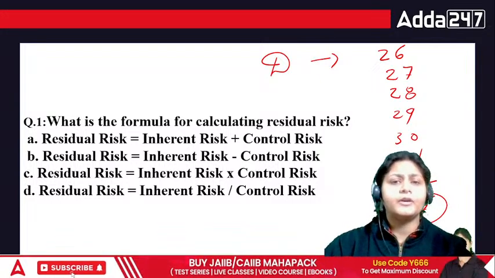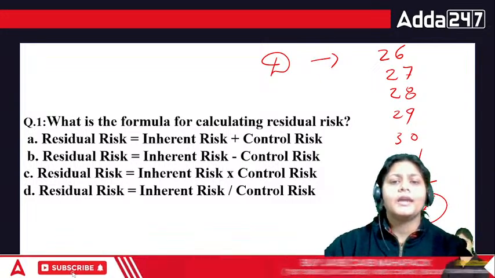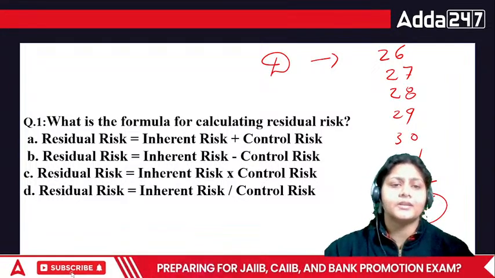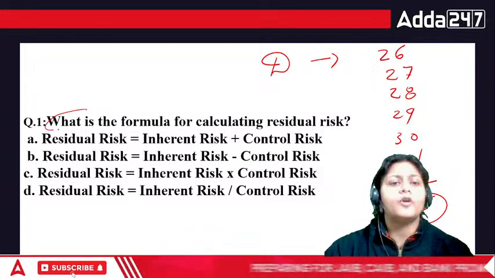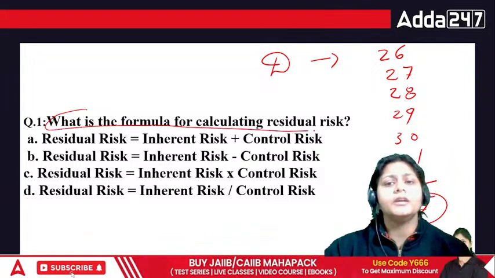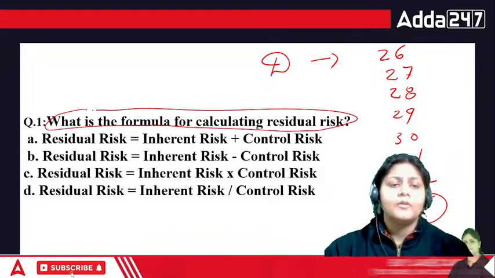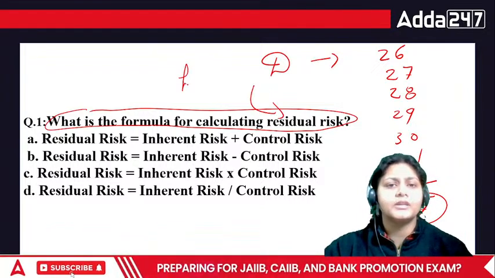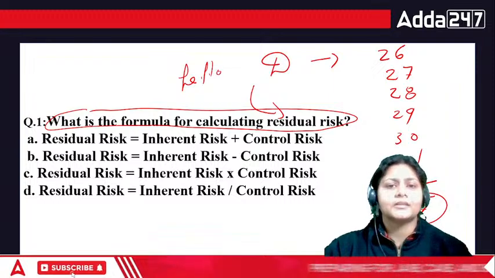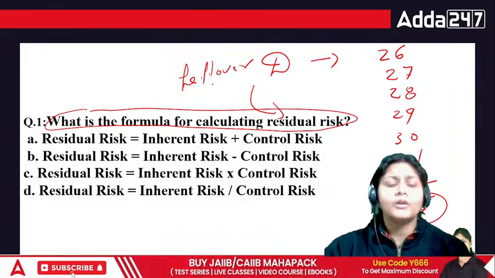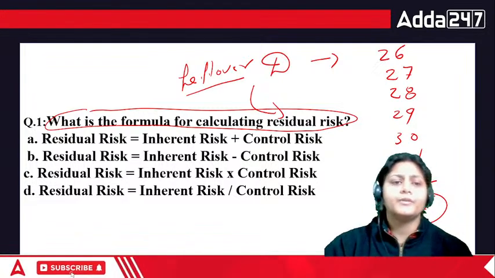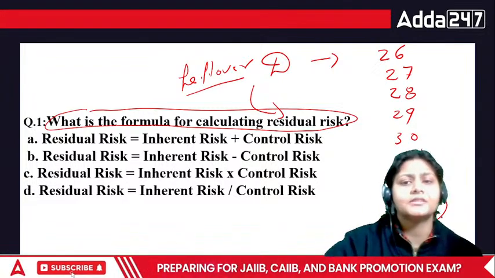So here the first question is from inherent risk, control risk and residual risk. What is the formula for calculating the residual risk, right? What is the meaning of residual risk? Residual risk is actually the leftover risk, which always remains with the system. So that is a leftover risk which always remains with the system, right?